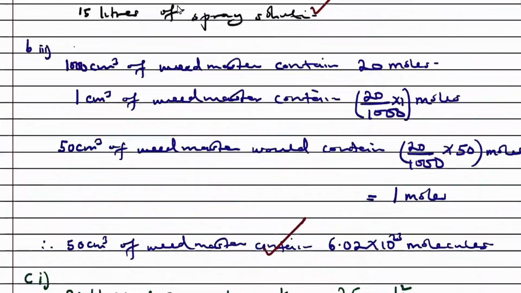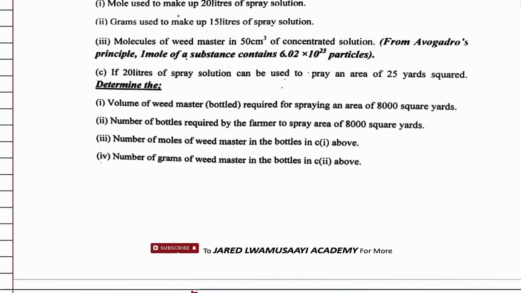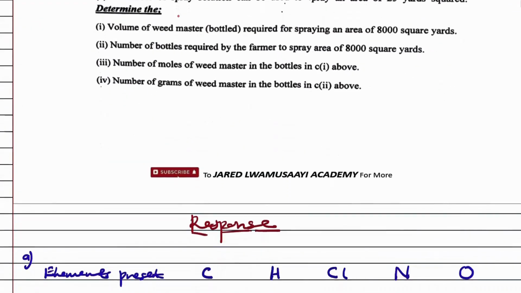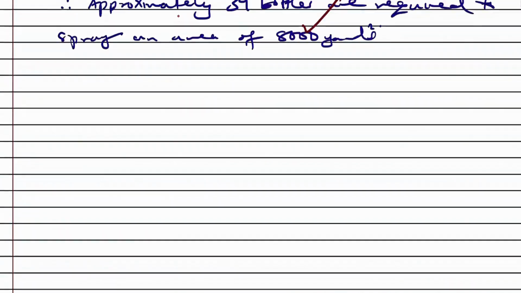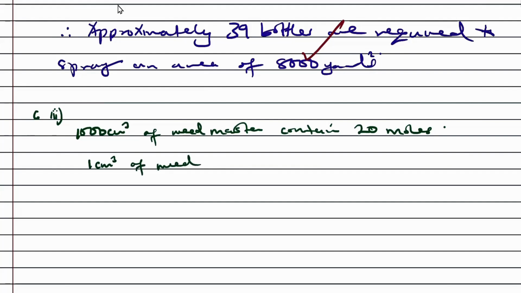Then Roman numeral 3 of part C, it requires us to determine the number of moles of Weedmaster in the bottle in C1 above. So this is what we are going to do. This is C, Roman numeral 3. From 1,000 cubic centimeters of a Weedmaster, but concentrated, we say it contains 20 moles. That is from right. What about now the 1 cubic centimeter of the Weedmaster contain the 20 divided by the 1,000 multiplied by 1, and these are moles.